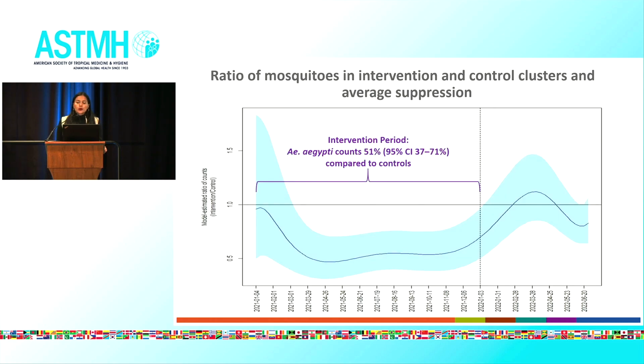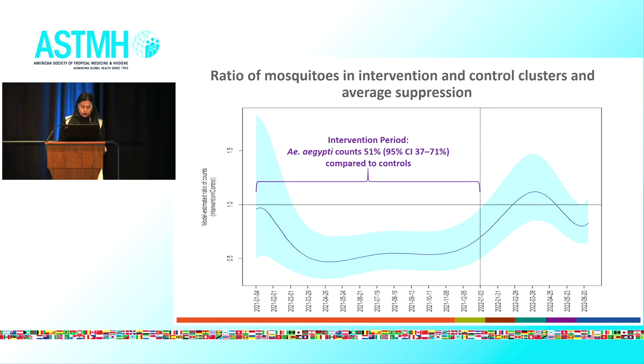And in this graph, you can see the y-axis is showing the estimated ratio of female Aedes aegypti counts in the intervention clusters versus the control clusters. The x-axis is showing the time period starting in January 2021 when releases started only in 5 clusters. The dotted vertical line shows when releases start, and the ratio is less than 1, shown below the horizontal gray line, meaning that the intervention clusters had a significantly lower count per trap per week than the control clusters. This is after we adjusted for confounders like temperature, rainfall, and humidity.